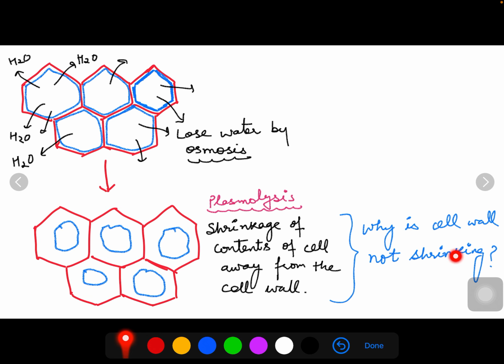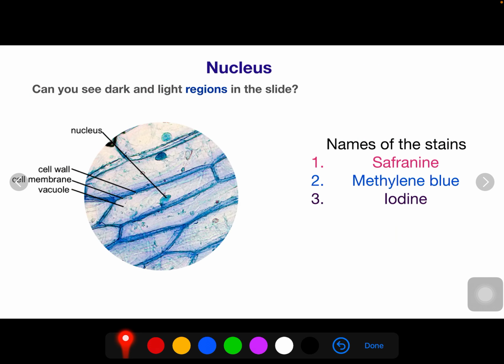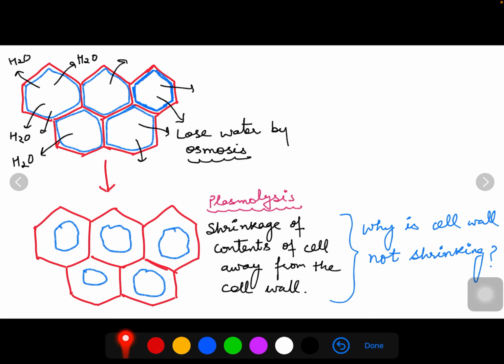As we are saying that it is rigid, it means anything that does not bend, it is not flexible, so it will not shrink also. Only the contents of the cell and cell membrane will shrink. So this phenomenon of shrinkage of contents of cell away from the cell wall is called plasmolysis.